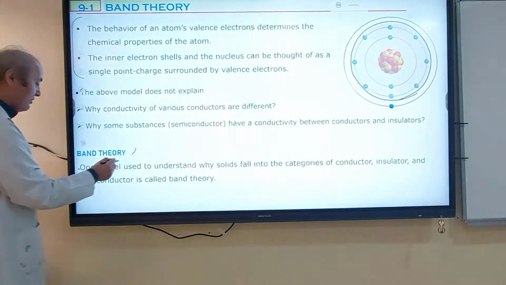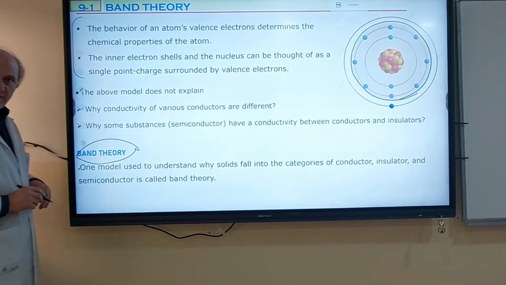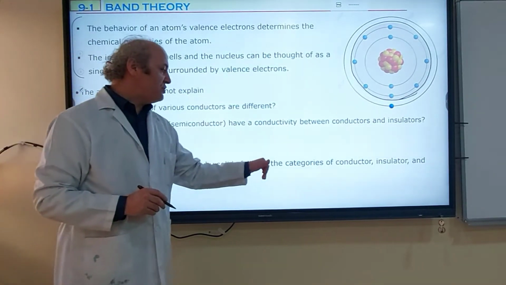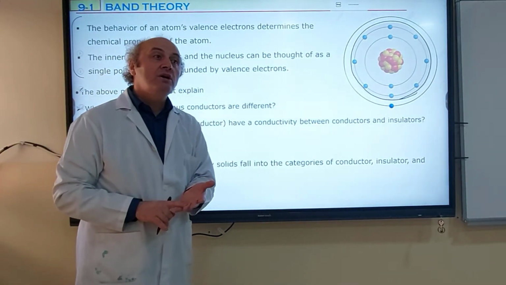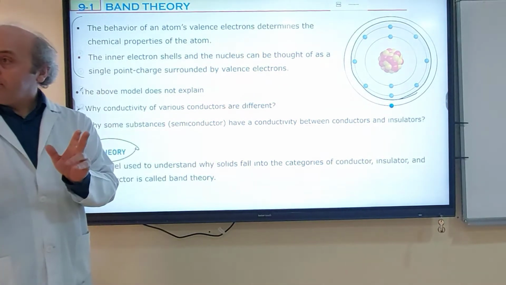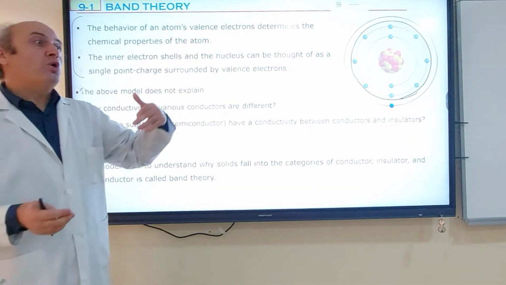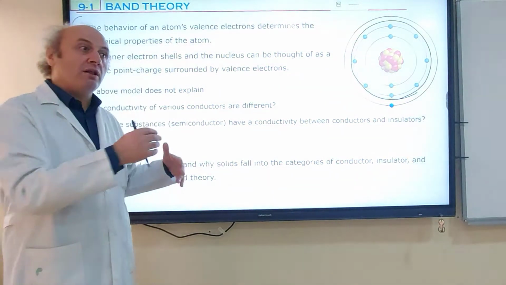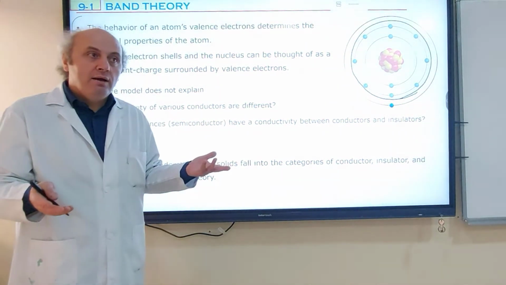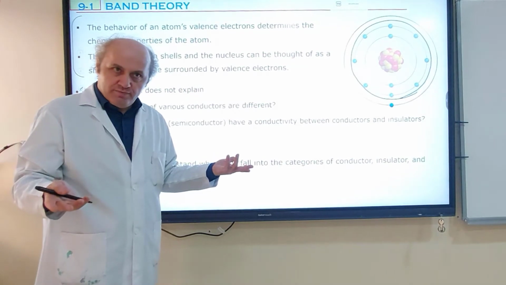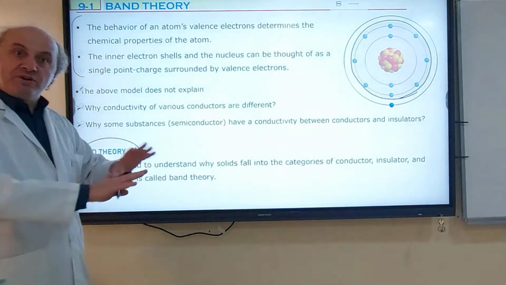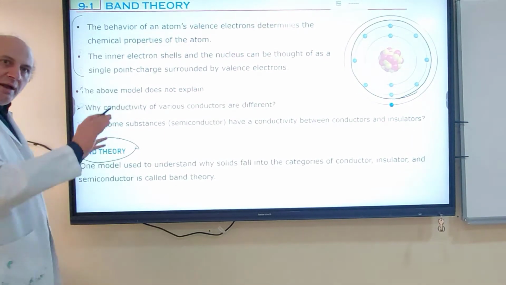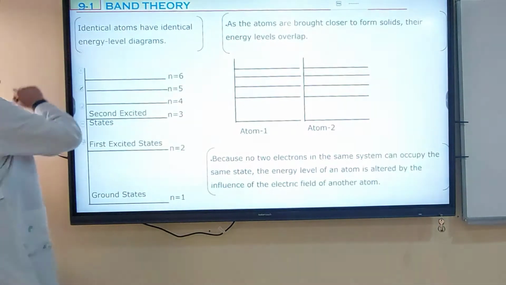That model is known as band theory. It is one model used to understand why solids fall into categories of conductors, insulators, and between them, semiconductors. Or why silver is best, copper is second best, aluminum is another one, but why? There is an answer. That's why we need a new model, and this model is band theory. Now I am going to talk about band theory. What is it?